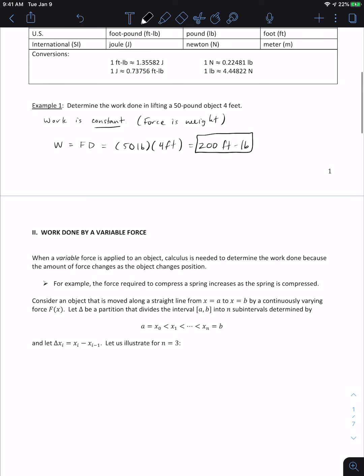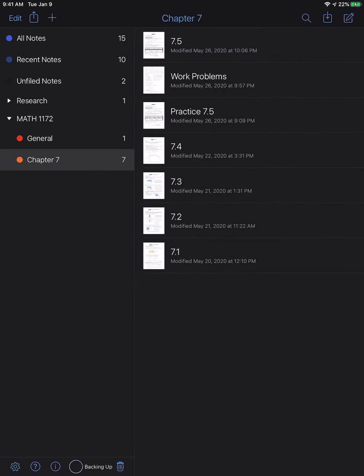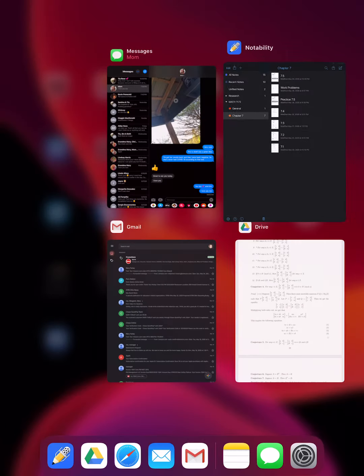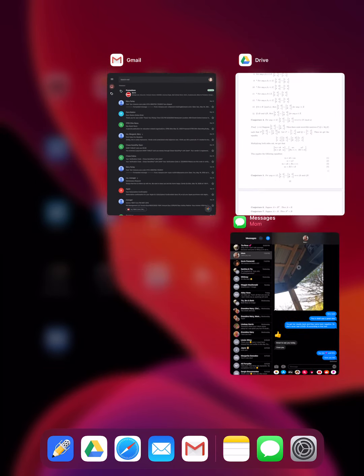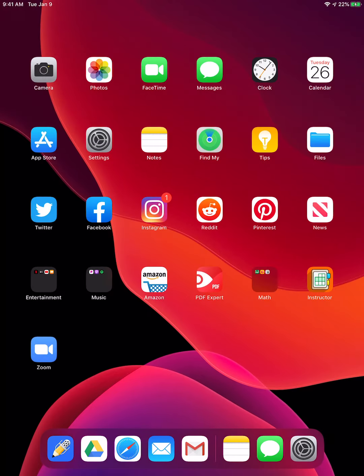Oftentimes, though, the force is not going to be constant, right? Sorry, this is kind of acting up on me. Please don't do this right now. Try to exit out of the app here. Let's see what we can do.